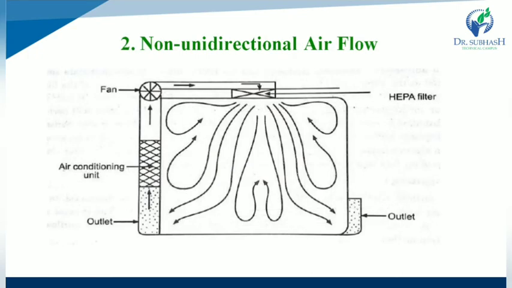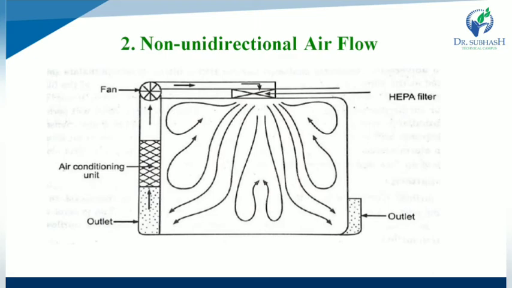Next one is the figure of non-unidirectional airflow. According to the name, you can see in the figure non-unidirectional airflow. In this figure, fan is present, air conditioning unit is available, outlet is present. On the opposite side, HEPA filter and outlet is present. So in non-unidirectional airflow, the air enters the clean room through filters and exits through the outlet duct positioned low down on the wall or in the floor at the side remote from the air inlet.